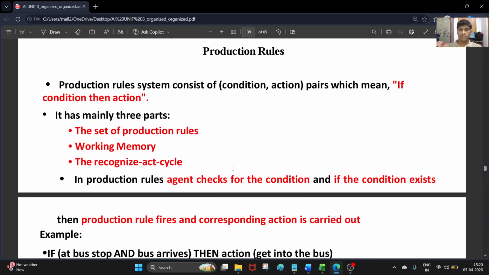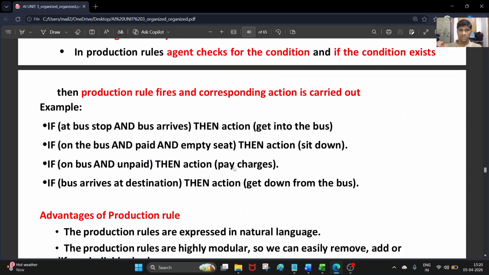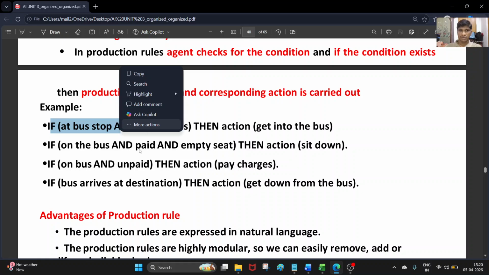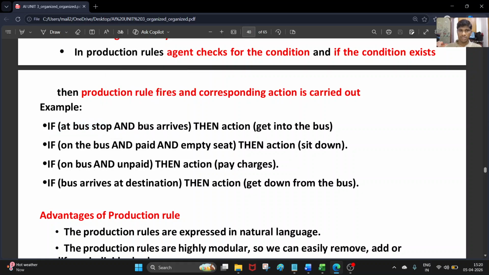Next is production rule. Production rule is nothing but if-then conditions. If condition, then action. So for example, if at bus stop and bus arrives. So if you are at the bus stop and the bus arrives, then what is the action? You'll get into the bus. Okay, so this is an example for production rule. If condition, then action. In a production rule, the agent checks the condition. If the condition exists, then the production rule will fire and the corresponding action will be triggered or carried out.